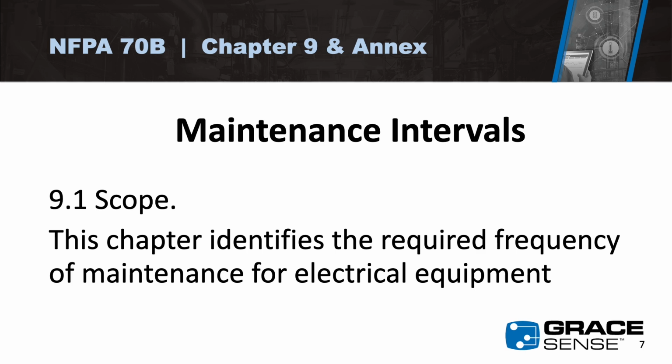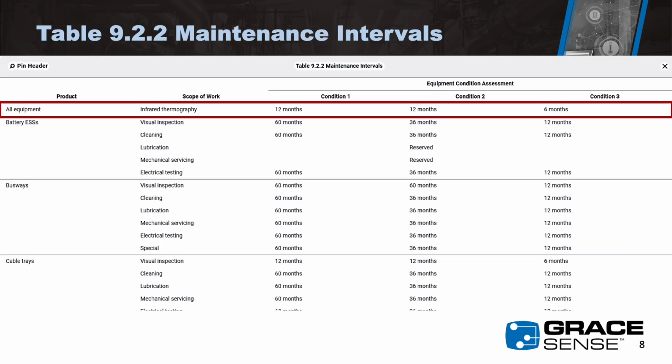Standards is very fun. So diving into 70B, we're going to be specifically speaking about Chapter 9. And Chapter 9 is around maintenance intervals. This chapter really identifies the frequency by which maintenance of the electrical equipment should be done. So Table 9.2.2, maintenance intervals, really does a great job laying out the type of equipment, the scope of the work that should be done on the equipment, and the different levels of condition of the equipment, and how frequently you should do these maintenance intervals for it.